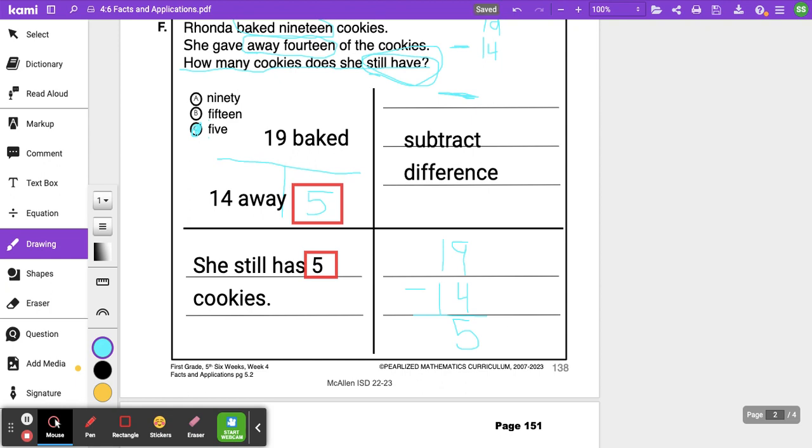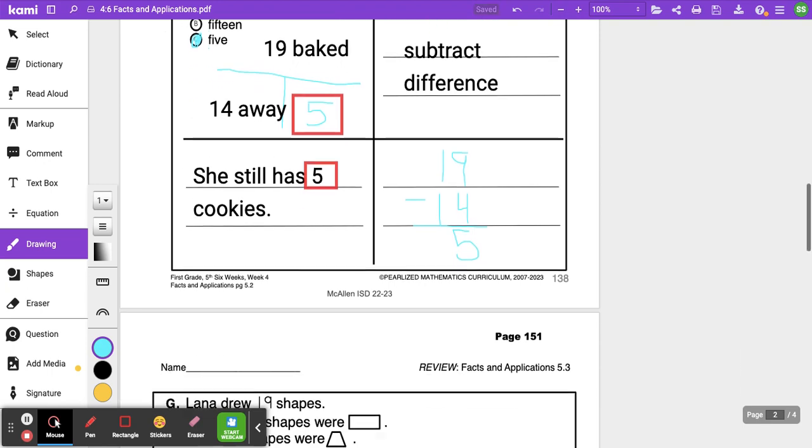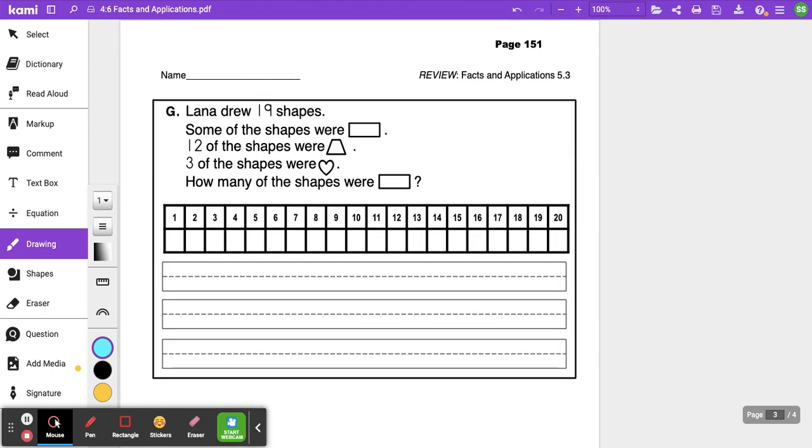And now we finish the problem. All right, push pause if you need to have more time to copy. Letter G. Lana drew 19 shapes. Some of the shapes were rectangles. 12 of the shapes were, what's the name of that shape, class? It's a trapezoid. So let's read that again. 12 of the shapes were trapezoids. 3 of the shapes were hearts. How many of the shapes were rectangles?